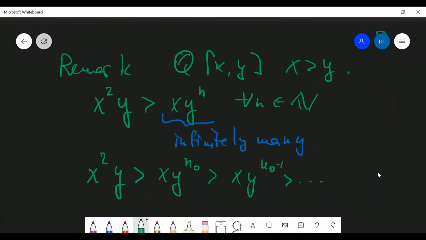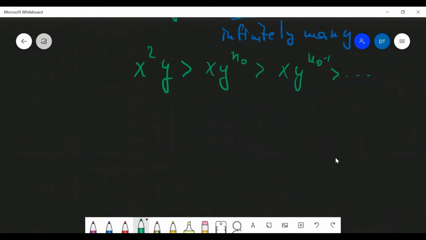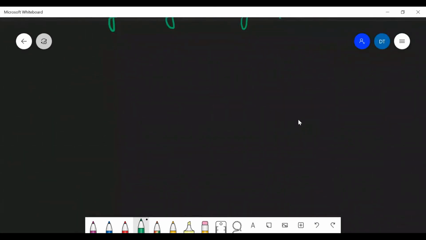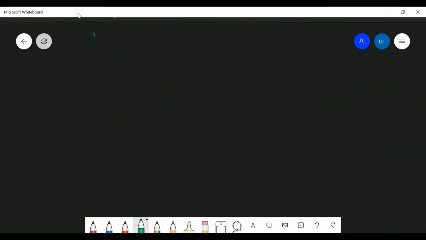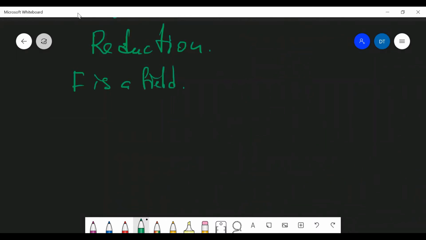Okay, now we're ready to define a reduction process. So now we know how to compare monomials in a polynomial, and we want to define a reduction process for polynomials. Well, now suppose F is a field. F[x1, ..., xn] is the polynomial ring in n variables. And we fix a lexicographical ordering. And suppose f is a polynomial here.